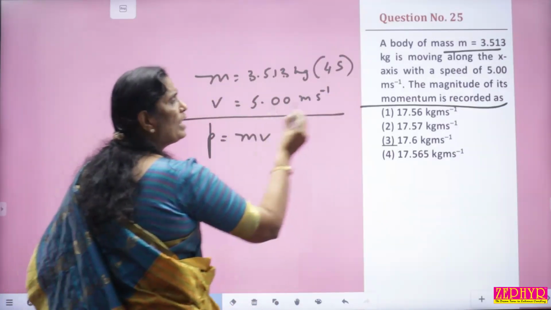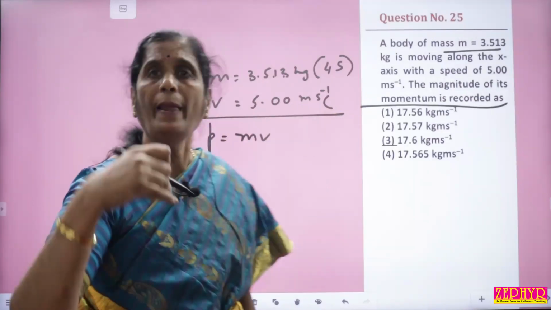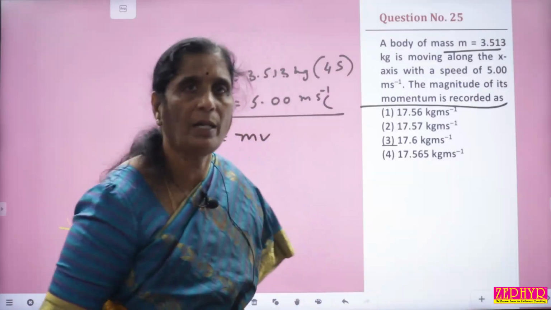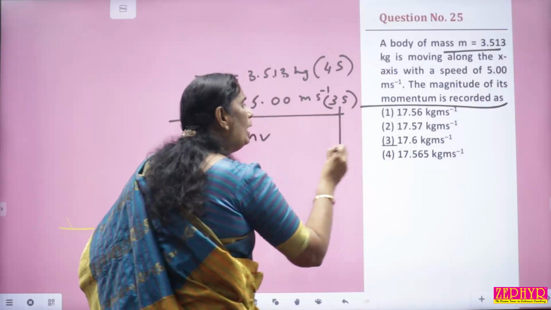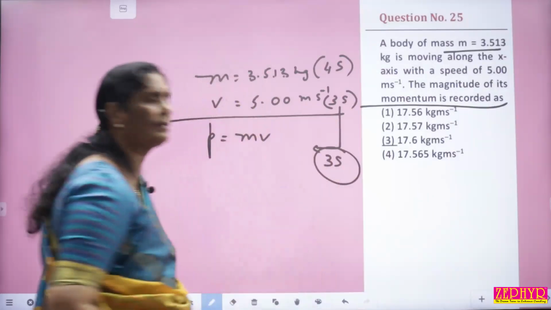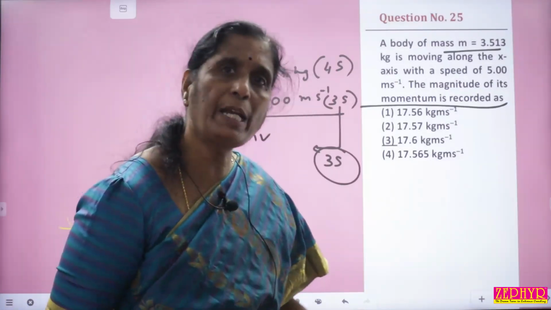Here, how many significant figures? 0 is counted if the 0 is present on the right side. If the 0 is present on the left side, it is not counted. So here, 3 significant figures. Therefore, your answer should be corrected to 3 significant figures. We use the minimum number of significant figures for multiplication and division.